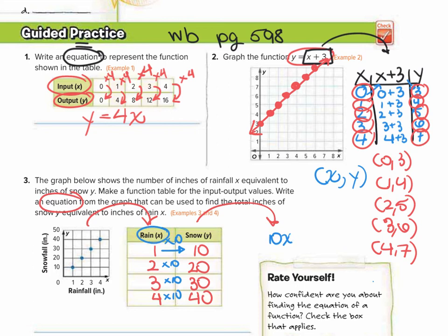Now to make it an equation, we have to add an equal sign. So we would say 10 times any input x is going to equal the output y. So the equation is y equals 10x. Let me make that a little neater. y equals 10x. So we have a table, a graph, and the equation.